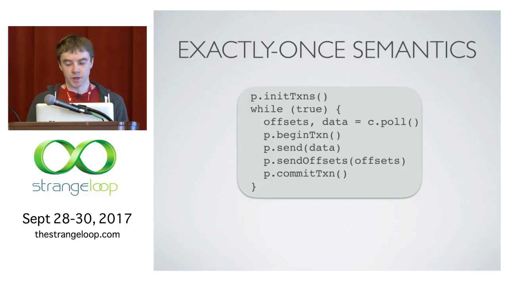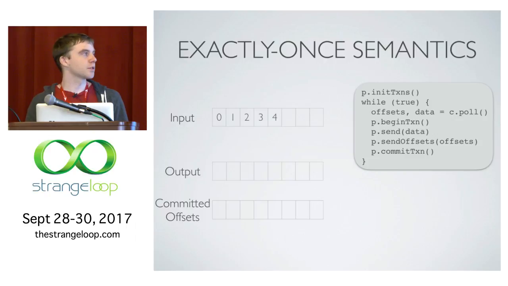So again, we're gonna simplify this a little bit. Just copying input to output. So let's go through this example pretty quickly. Now we're making it transactional. So we're sending the data, sending the offset. When we commit, we write our markers. Okay, continue along like this.